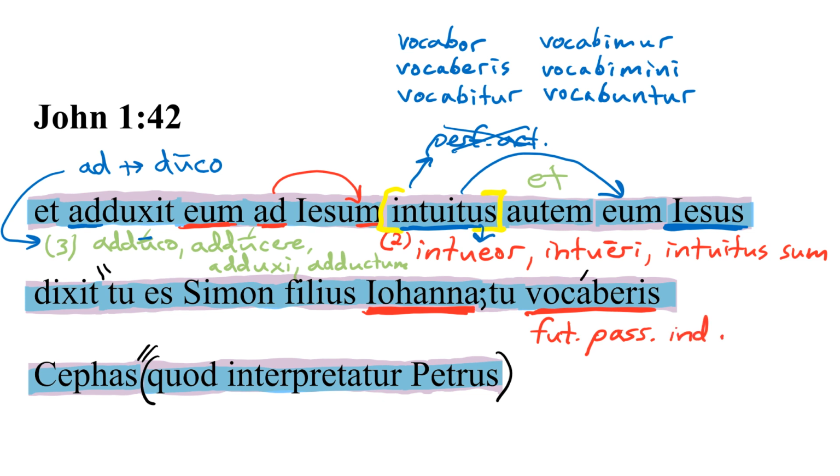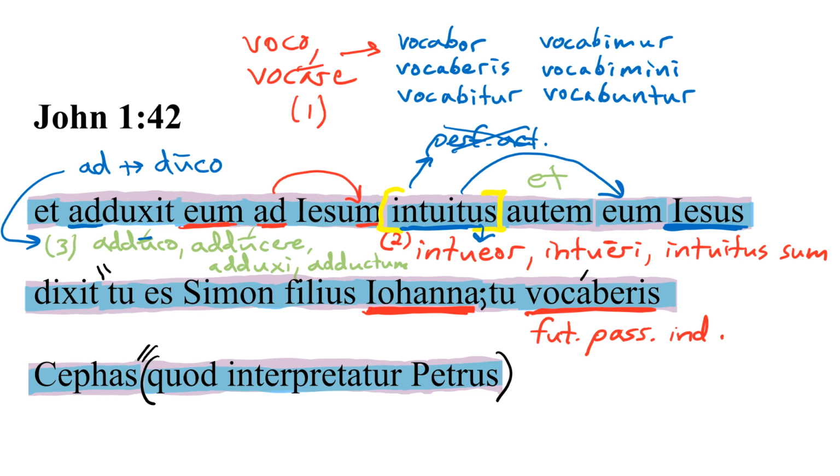How do we form the future passive? Well, let's look up here. I've written out voco, vocare. That's our first conjugation verb in the future passive, okay? Vocabor, I shall be called. Vocaberis, you shall be called. Vocabitur, he, she, it shall be called. Vocabimur, we shall be called. Vocabimini, you all, plural, shall be called. And vocabuntur, they all shall be called.